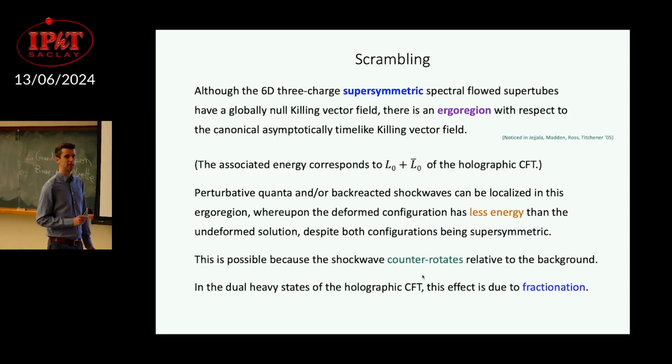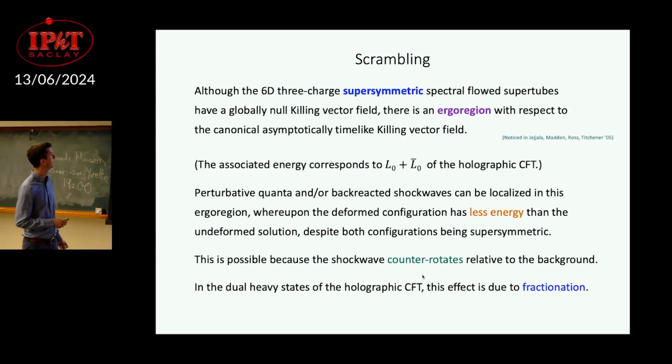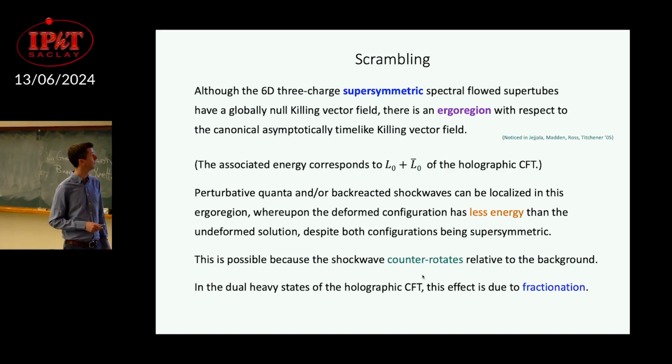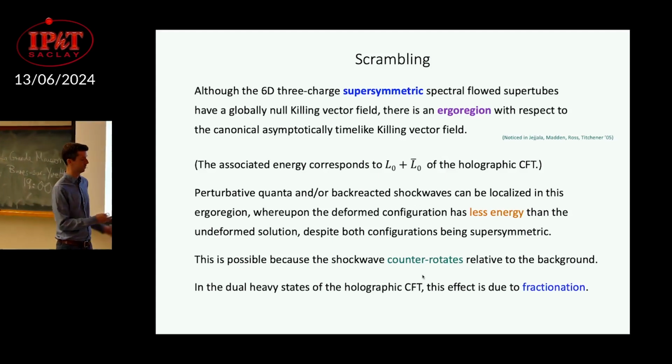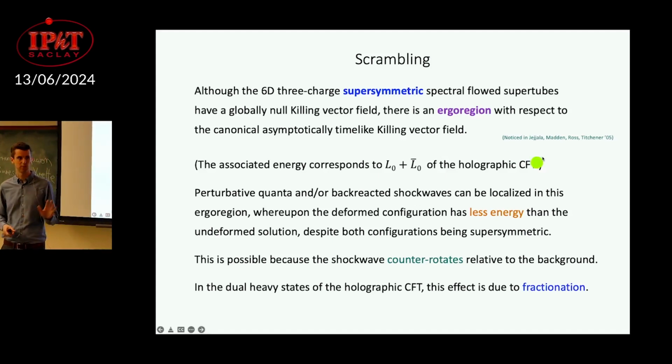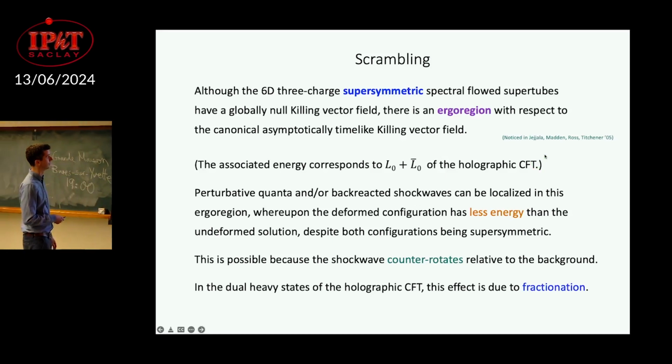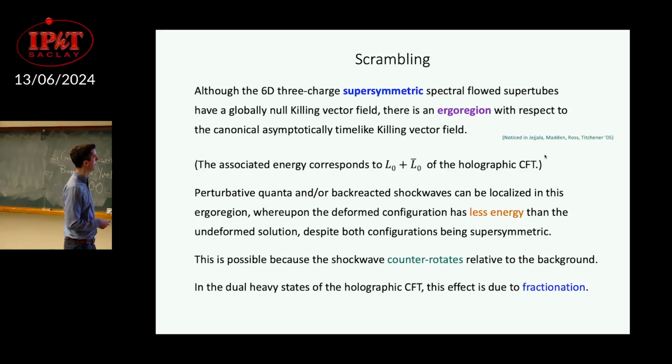And there's interesting physics that comes out of it, because although I told you that the six-dimensional three-charge spectral flowed supertubes have a globally null Killing vector field, if one takes the canonical time-like Killing vector field at infinity and asks, is there an ergo region in 6 dimensions? The answer is yes. And this was noticed long ago, in the paper of Jejjala, Madden, Ross and Titchener, whose primary focus was the non-BPS versions of this, but they commented on the supersymmetric solutions at that time as well.